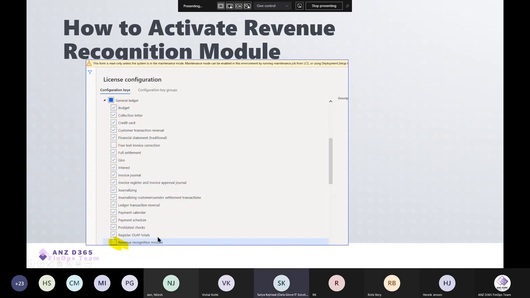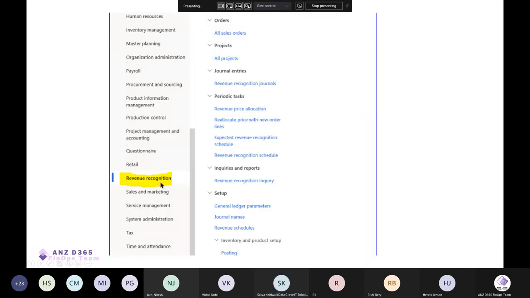This module will be visible only through license configuration that has to be enabled. Then you will see this new module, revenue recognition. Many of the screens in this module will be driven from other modules, such as sales orders and projects, but just for convenience, they have given them under this module.